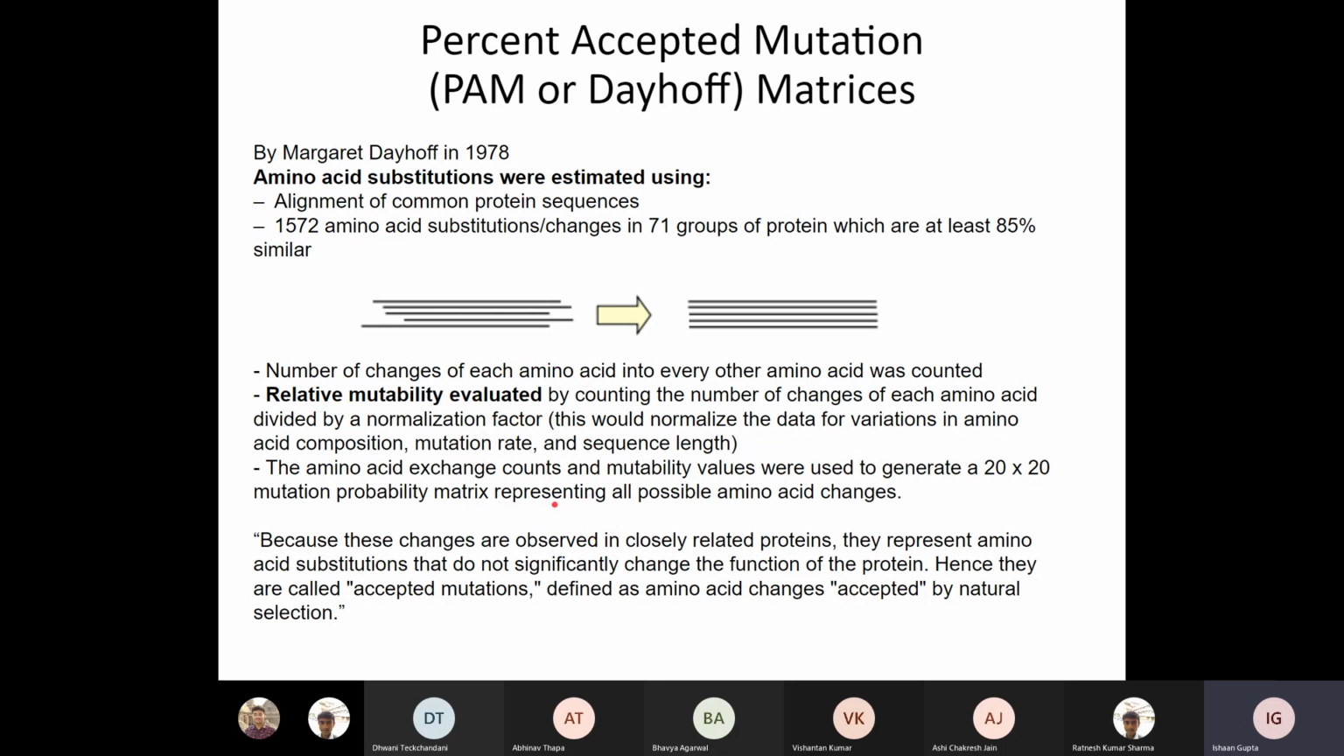Once you have done that, you will compile all these values in a 20 by 20 matrix, and then you are going to transform these values into this kind of penalty matrices. I'm going to show you how.